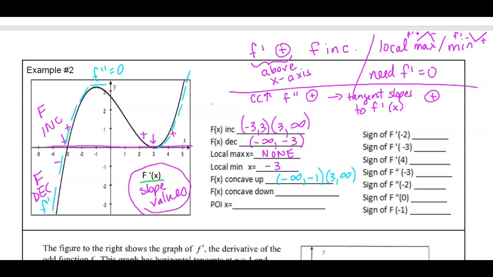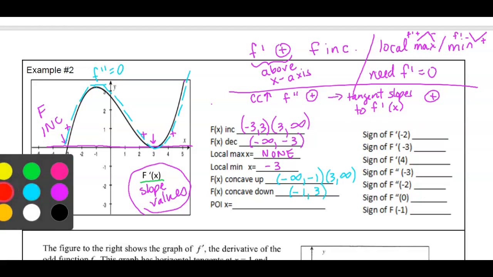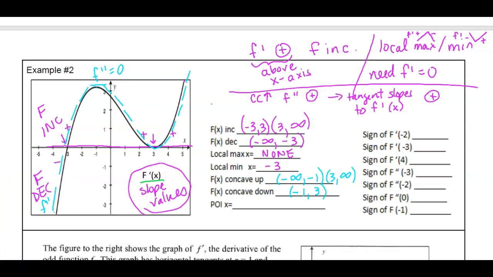Concave down means that my tangent slopes to f prime would be negative. So negative right here, from -1 to 3. And so we have a point of inflection when our tangent slopes to f prime change from positive to negative or negative to positive. So that happens at -1 and 3. Notice it is the max and min of the derivative, okay?